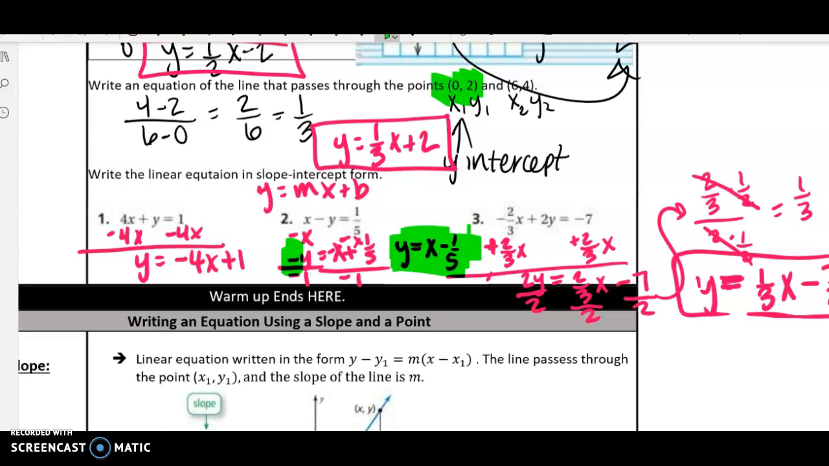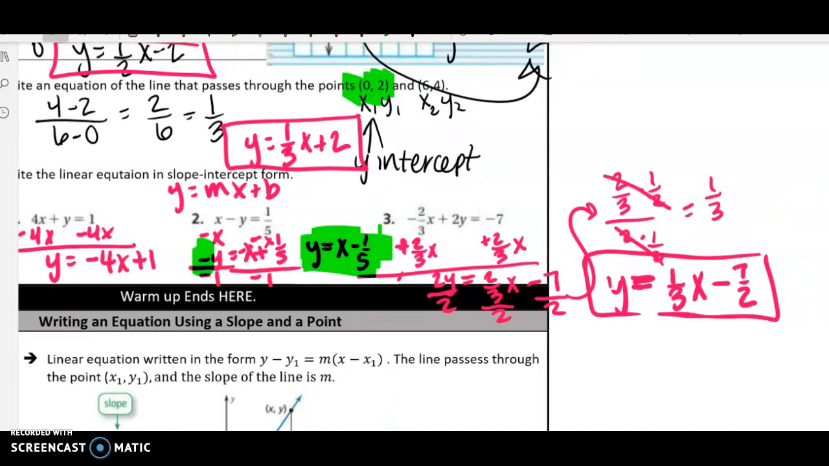On number 3, we added 2/3 x to both sides because it was negative, and we got 2y equals 2/3 x minus 7. We had to divide by -2 to get y by itself. And so here's my work for that. When we divide, we have to multiply by the flipped fraction, and so that cancels out our denominator. Then I cross simplified and I got 1/3. And so y equals 1/3 x minus 7/2.